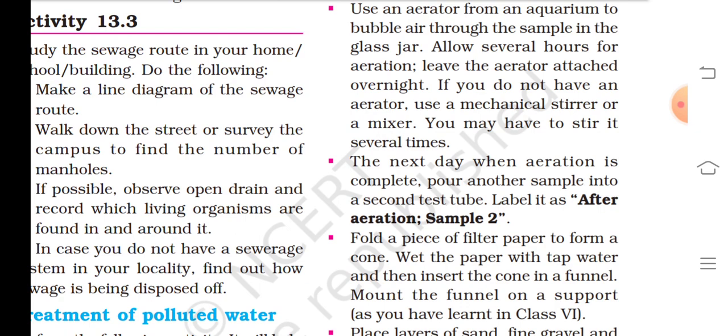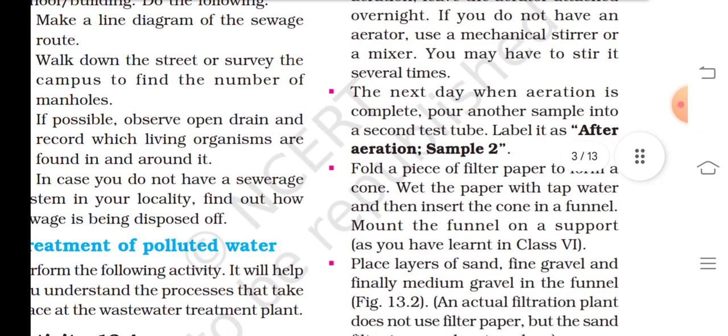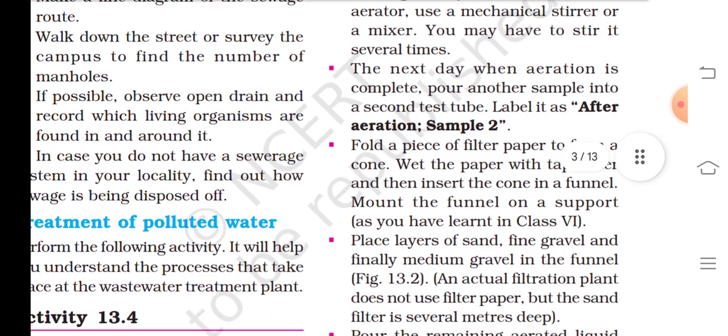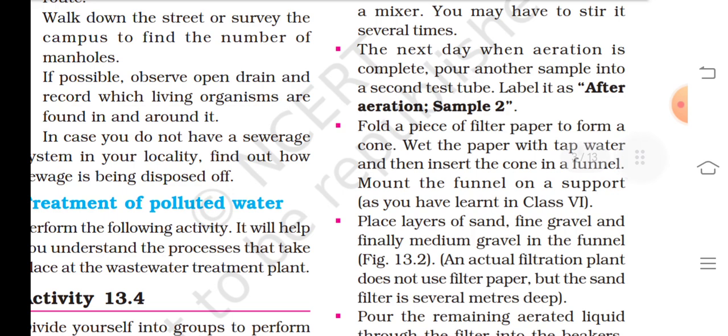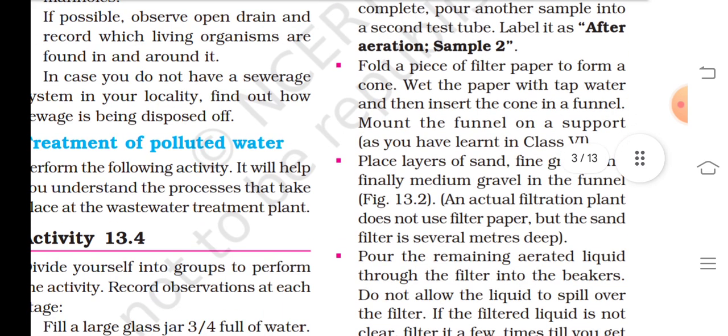use a mechanical stirrer or a mixer. You may have to stir it several times. The next day, when aeration is complete, pour another sample into a second test tube. Label it after aeration, sample 2.